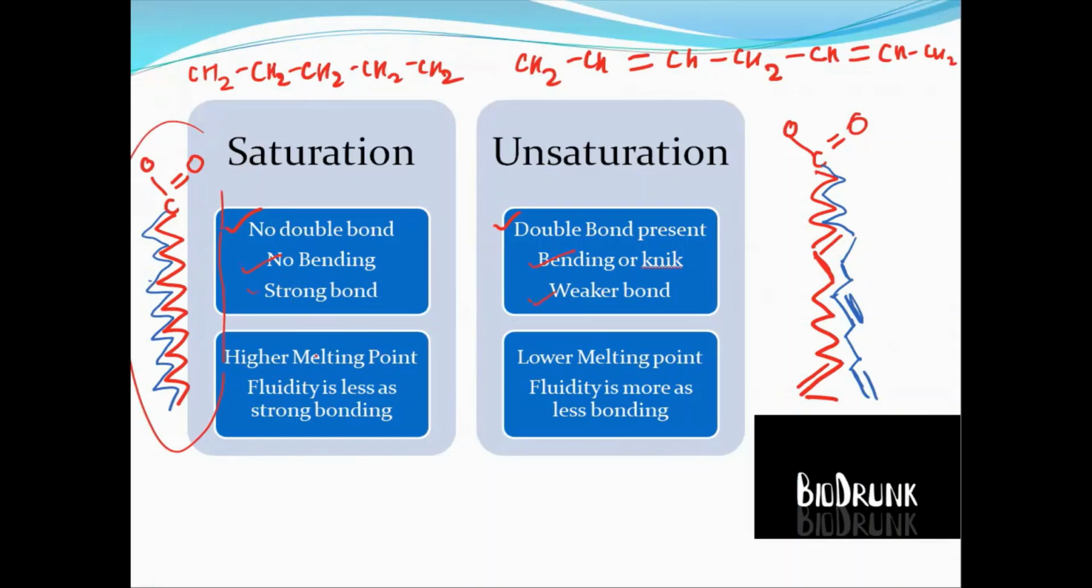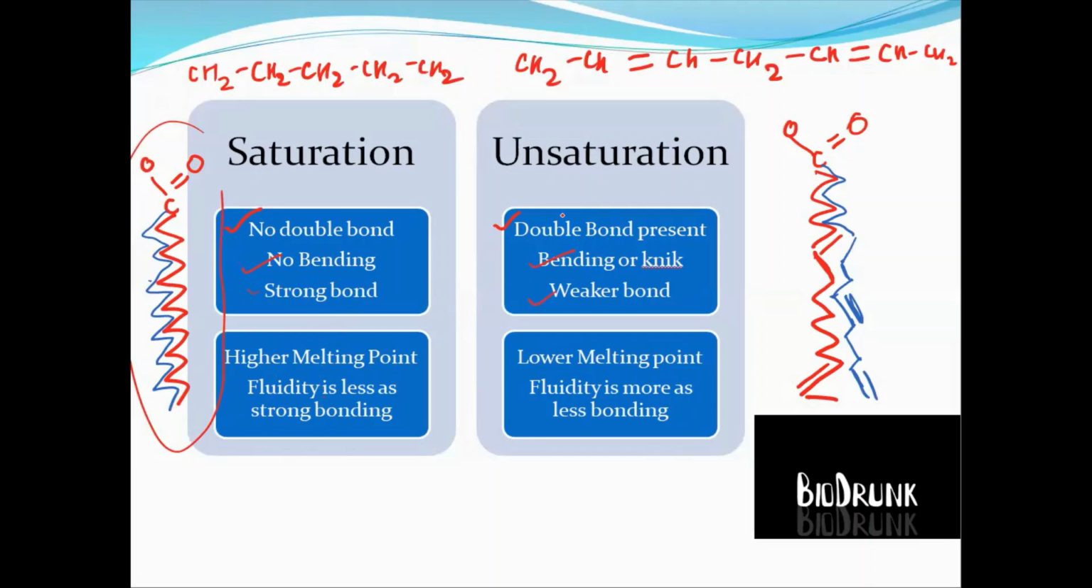When the bond is strong, you need high temperature, right? That is a high melting point. And when you have a high melting point, the fluidity will be less. So easy, isn't it? Saturation is very easy. Because you don't have a double bond, there is no bending, and it is a stronger bond. And because it is a stronger bond, the melting point is high and the fluidity is less.